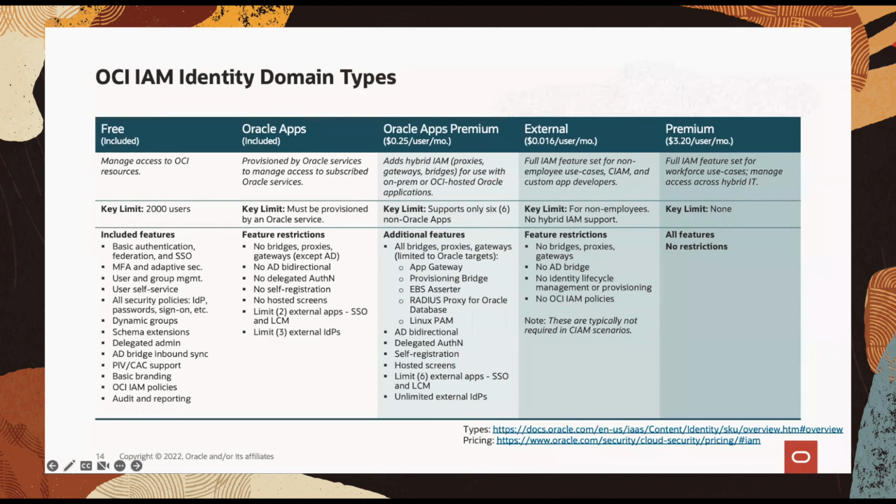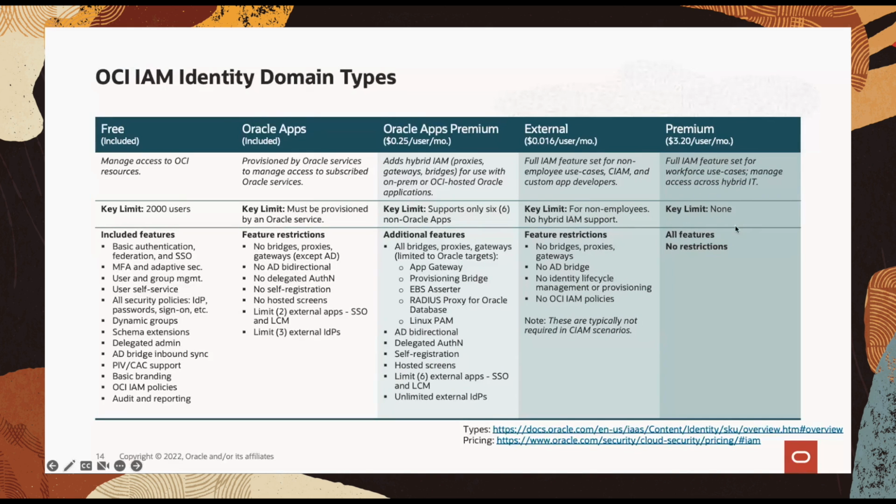Then we have the last two, which are pretty simple: the external and the premium. The external domain provides the right feature set for consumer IAM or app developers with a consumer or citizen audience. It provides features like social logon, self-registration, terms of use consent, and other customer-facing features. But it doesn't support hybrid IAM. In case you want to integrate with your on-premise Active Directory or an on-premise application, you cannot go with external users, because these are specifically for consumer users.